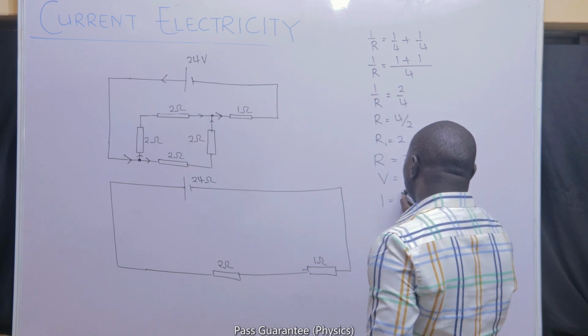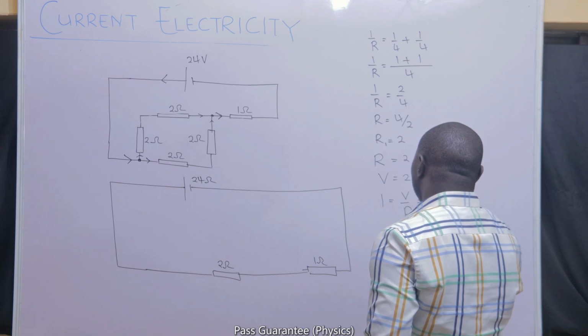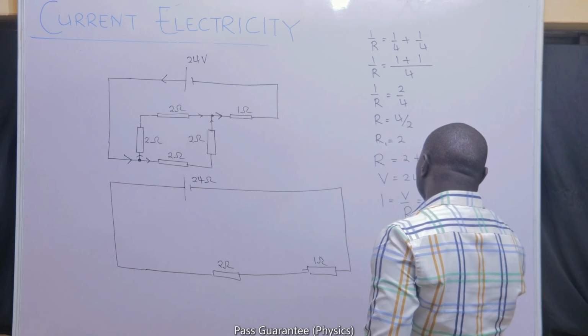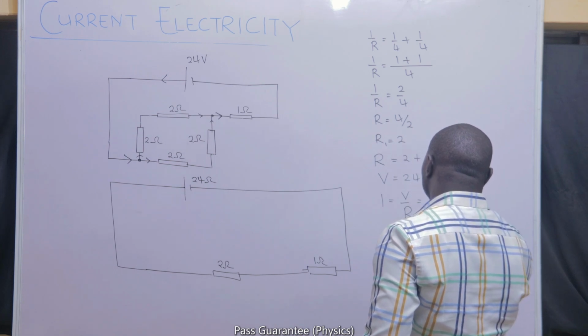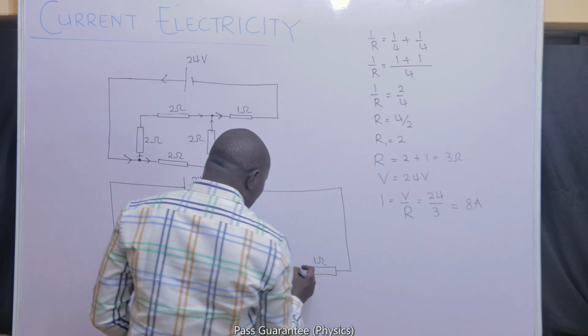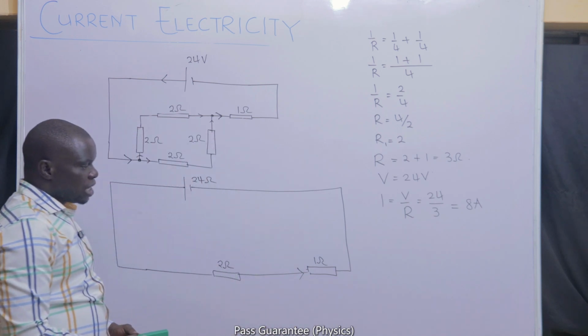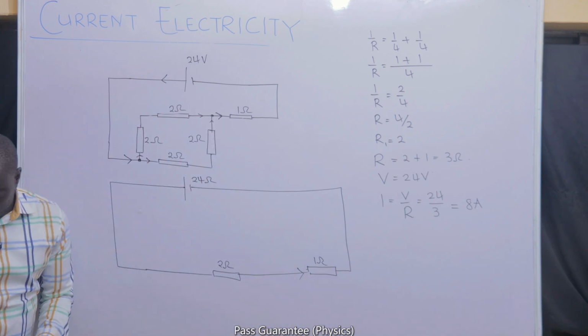The current is V over R. My V is 24, and my resistance is 3. The current should be 8 amperes. And because the 1 ohm resistor is standing alone, we expect that the current that will pass through it is the total current, and that is what I've been able to find.